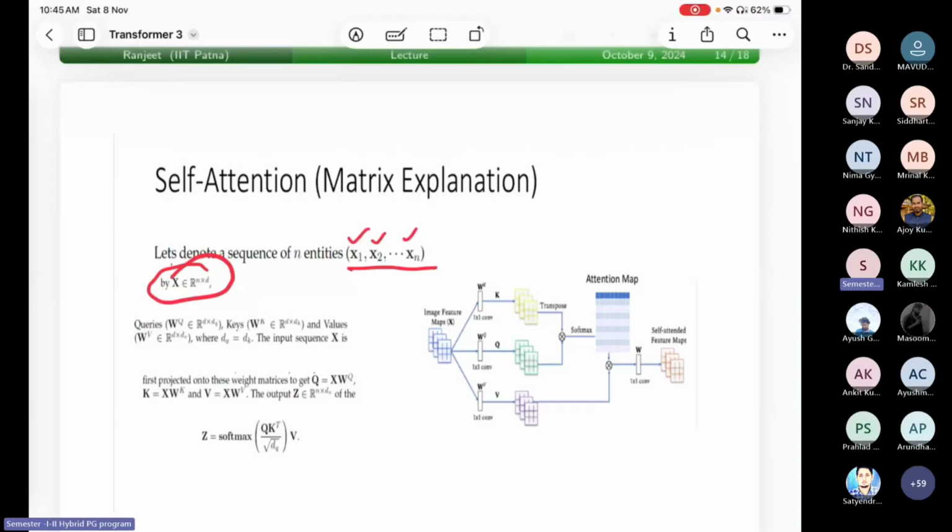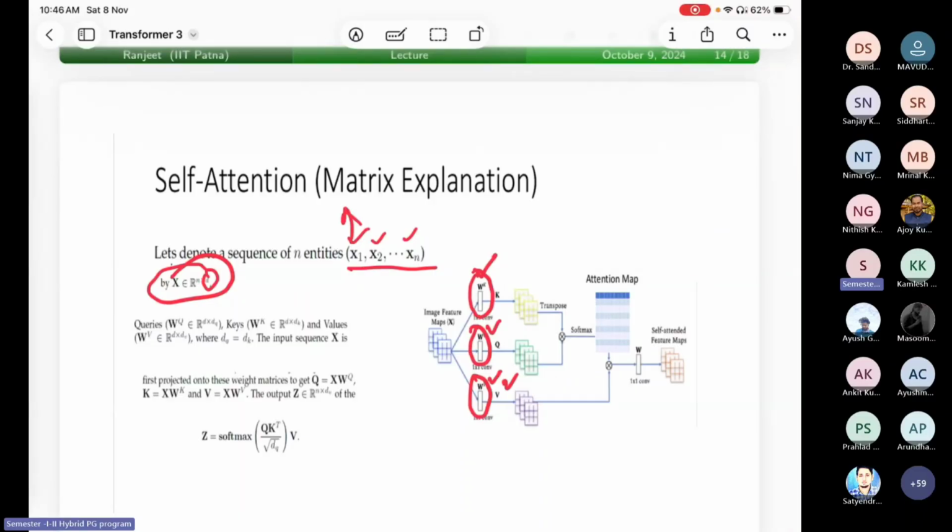So the dimension of the matrix is n into d. That means we have n words, and each word is a d-dimensional vector after you have converted it into an embedding. Now you have to define this WK, WQ, and WV. This WK will give you K, WQ will give you Q, and WV will give you V.